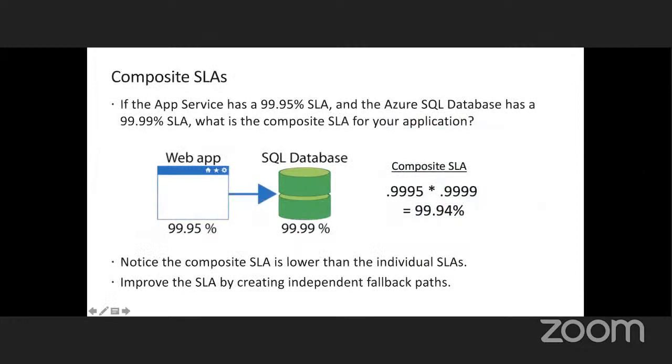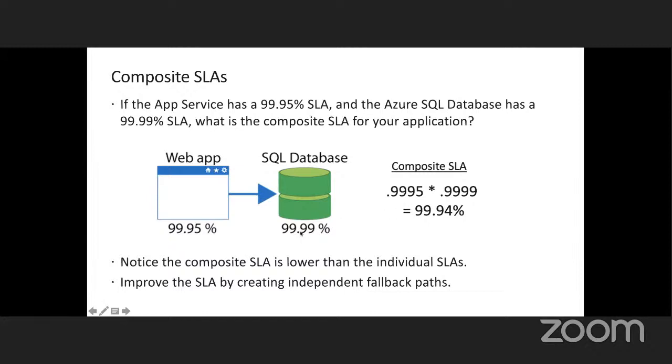Now you have something composite: composite SLAs. This is when you have two services working together, an application and a database, right? So if the app service is 99.95 SLA, because every single service has its own SLA, and the database is 99.99, what is the composite SLA for your application? You just multiply that, and then you get an average here, 99.94. Right?